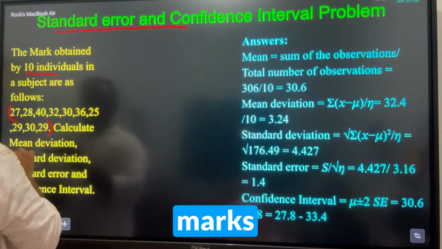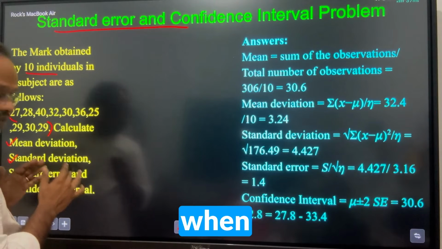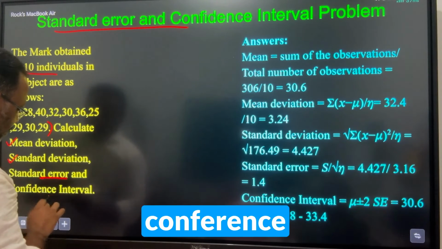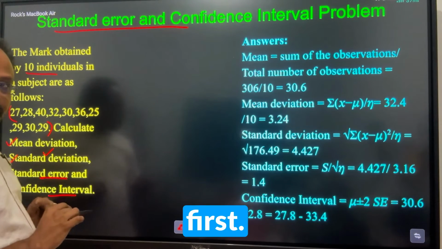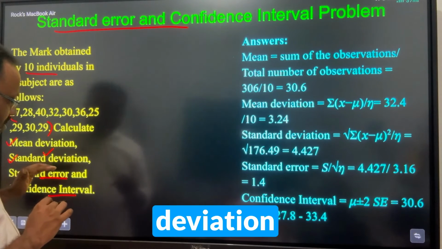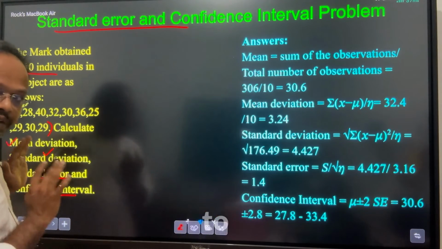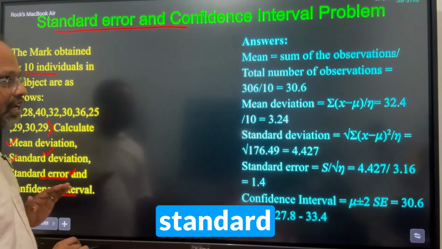So they have given the marks here. We need to calculate the mean deviation and standard deviation. When we are calculating the standard error and confidence interval, we need to calculate the standard deviation first. So even if they have not asked about standard deviation for standard error, you need to calculate the standard deviation first. Then only you can calculate the standard error.